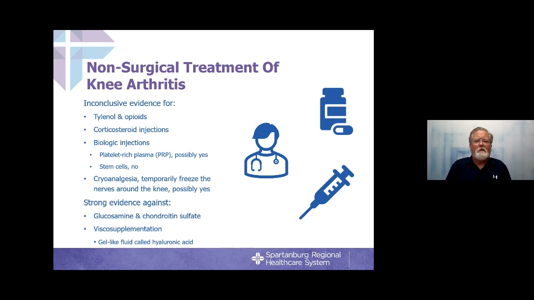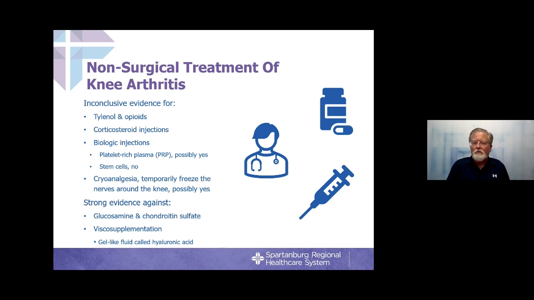Corticosteroid injections. So many people have cortisone shots, and we use it. It's part of our treatment armamentarium. But surprisingly, the evidence is somewhat inconclusive. You can find a study that can support either position that you want. Then there are the biologic injections. Two main types of biologic injections.